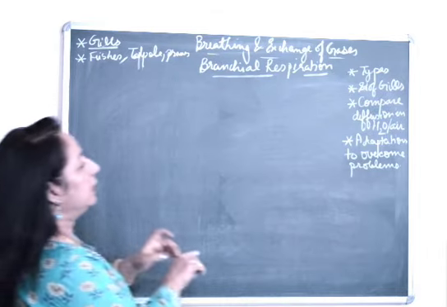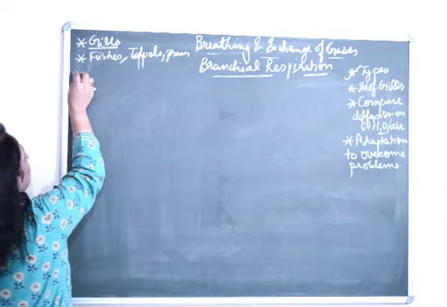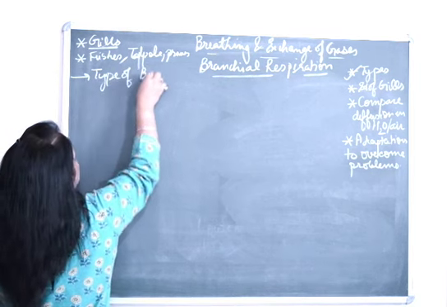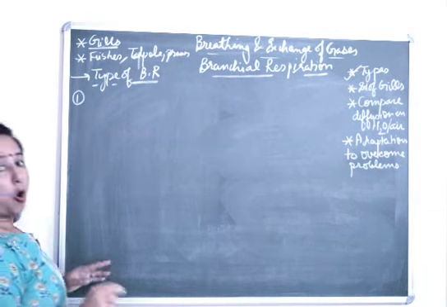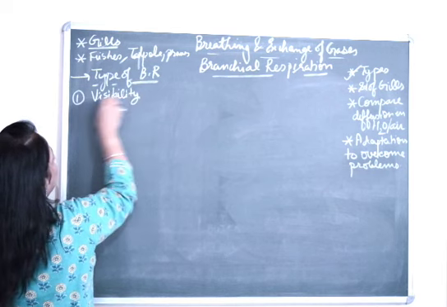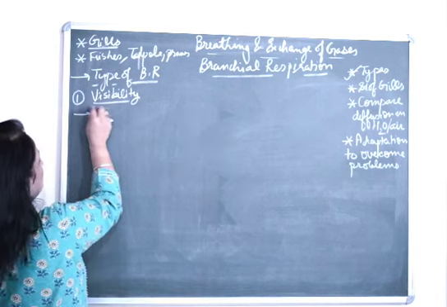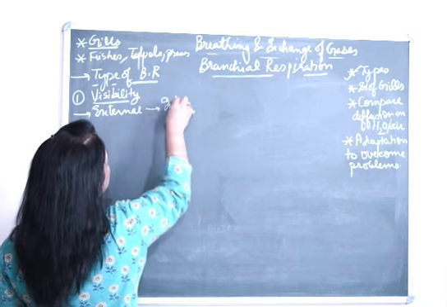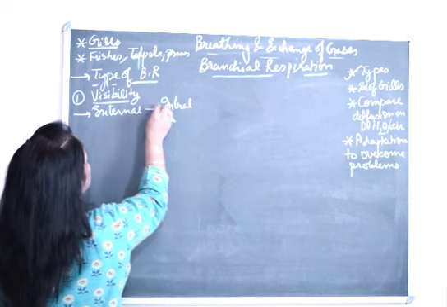Before we start anything, we'll be covering these topics here. We'll start with the first, that is the types of branchial respiration. I'm writing BR for branchial respiration. The first type would be on the basis of visibility. How are they visible? Some types of gills are external, as seen in tadpoles, and there are internal gills. Fine. External gills and internal gills.